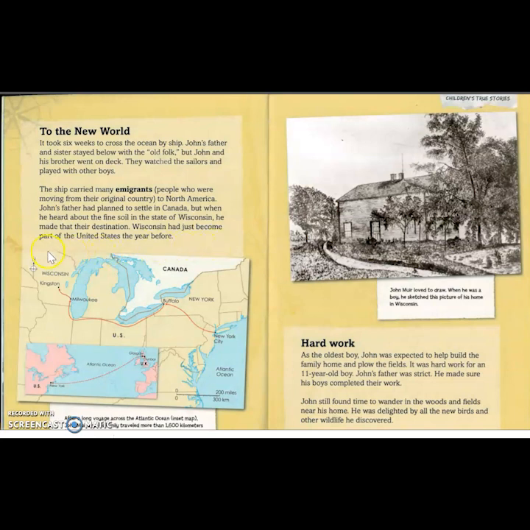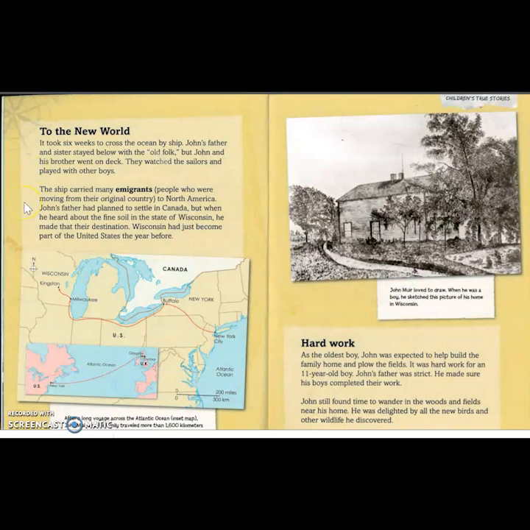So the first thing I need to do is look here in this text and remind myself what his journey was like. So I'm under this section, To the New World. I know that the heading To the New World means these paragraphs right here are going to be all about his journey coming to America. So let me reread that, and I want you to follow along. It took 6 weeks to cross the ocean by ship. John's father and sister stayed below with the old folk, but John and his brother went on deck. They watched the sailors and played with the other boys.